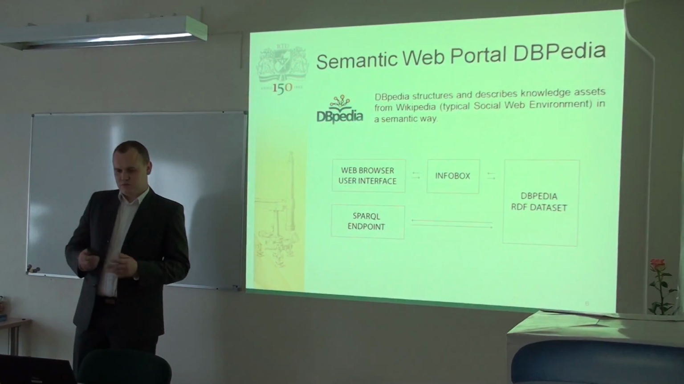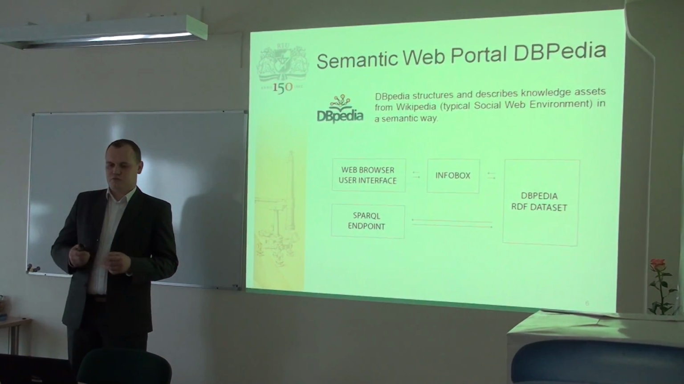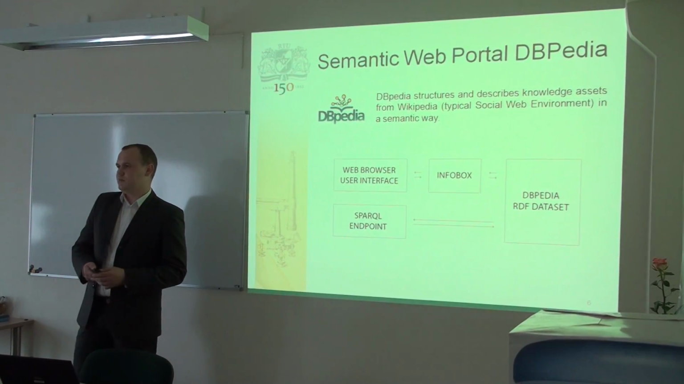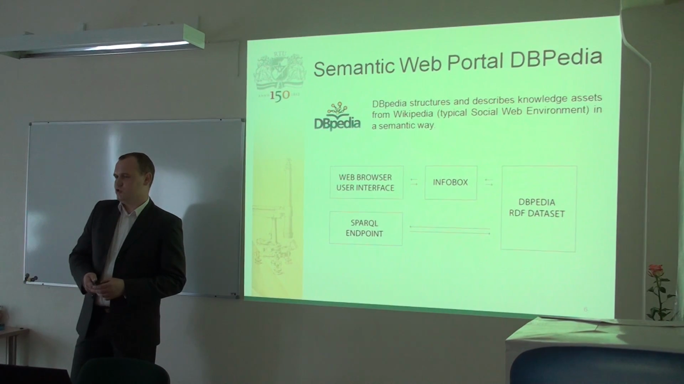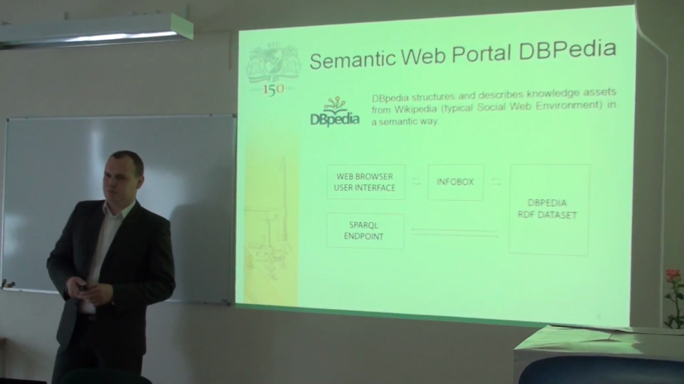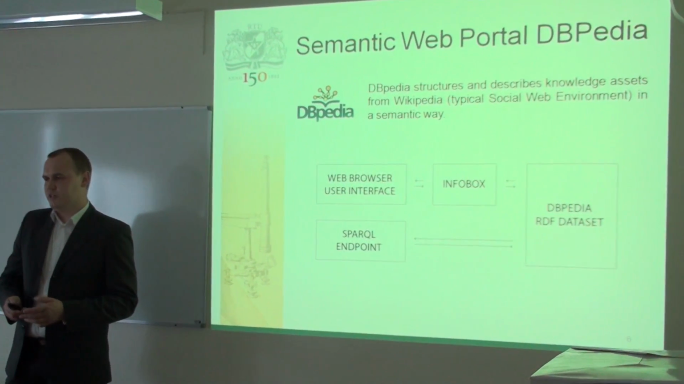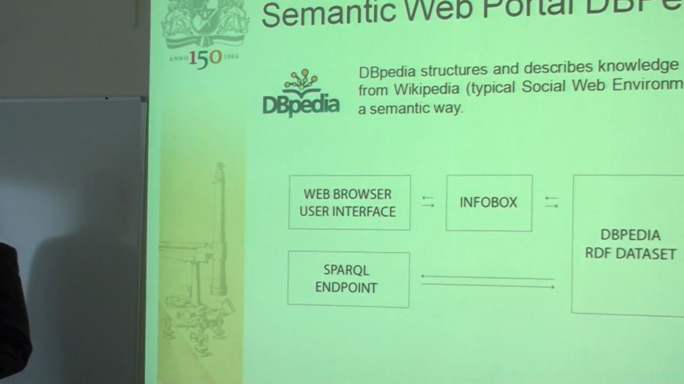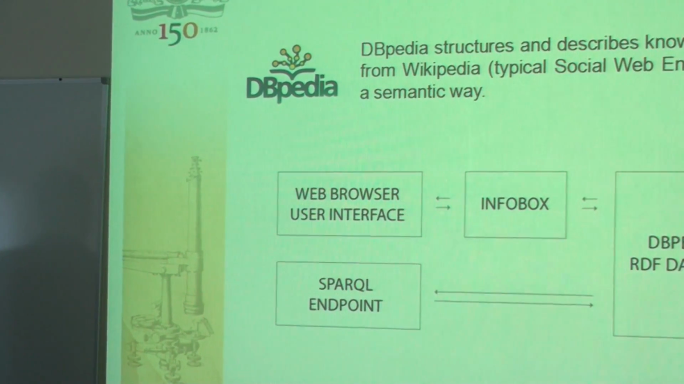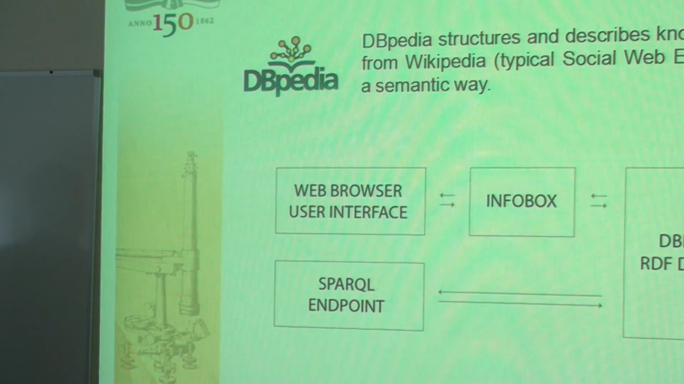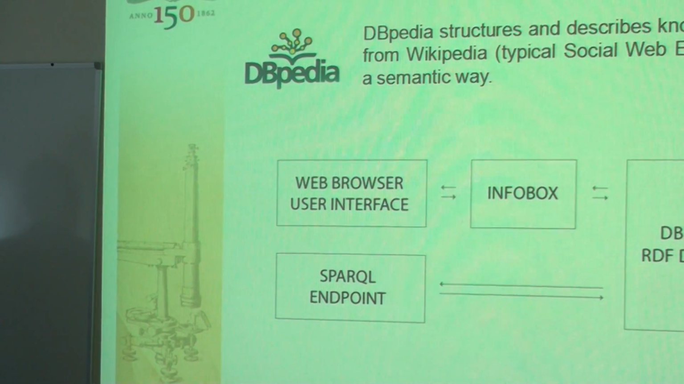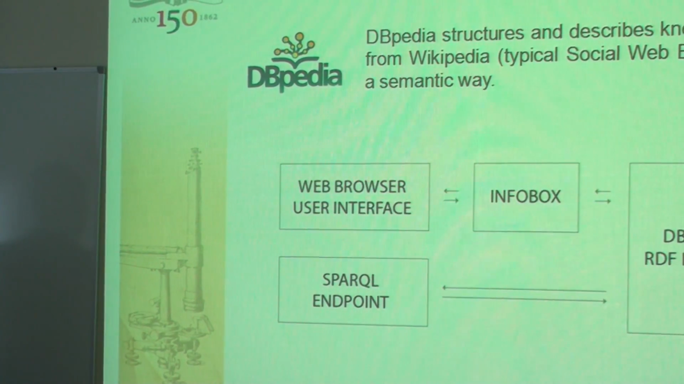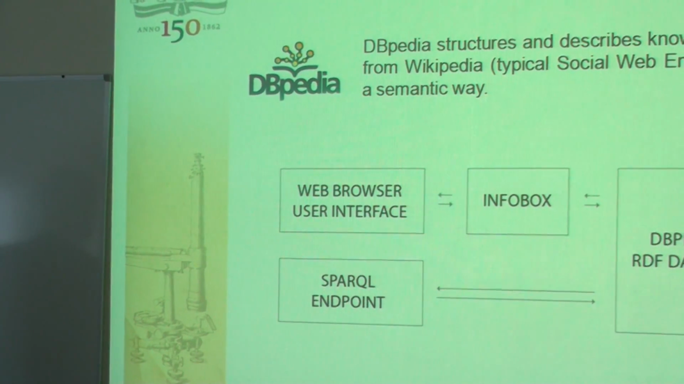One of the good integration examples of the semantic and the social web is the semantic web portal DBpedia, which captures the knowledge assets from Wikipedia at the moment when they are created and describes them in a semantic way. For now, DBpedia is the biggest publicly free available semantic knowledge repository, which has more than 3.6 million knowledge assets described in the semantic way.